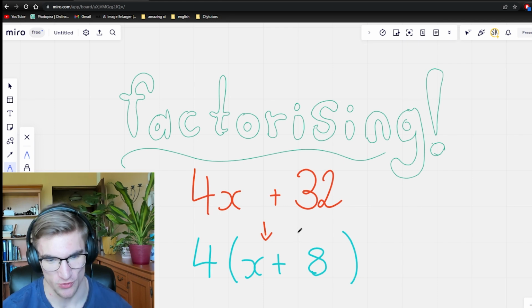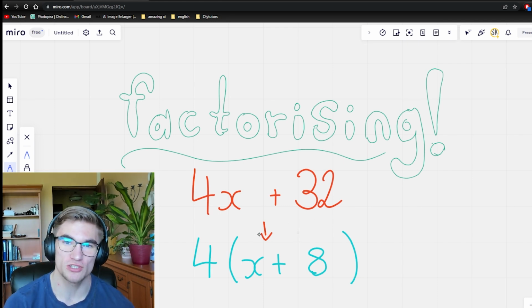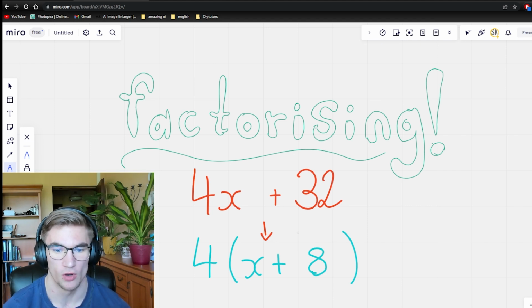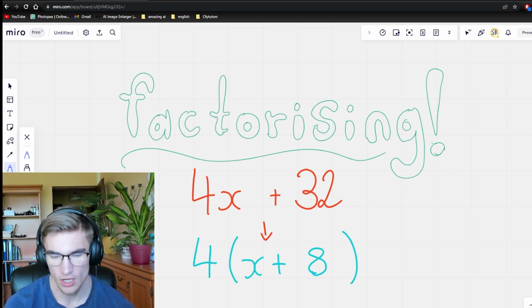So, how do I factorize? To factorize, all I'm really doing is pulling out the common term or highest common factor. That's one way to think about it, right? What's the highest common factor?